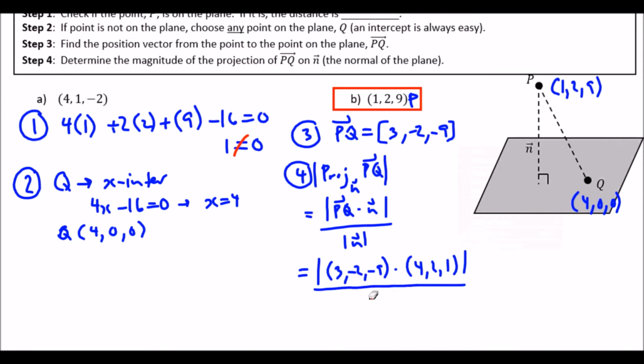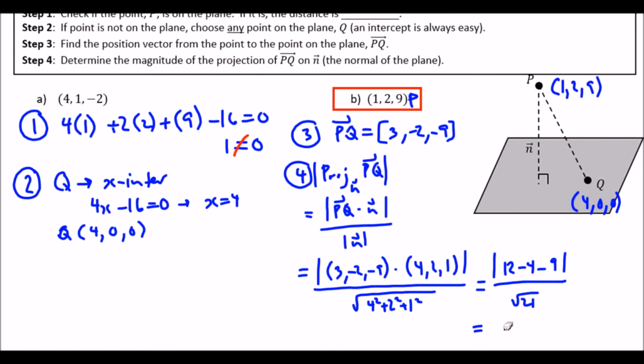All over the magnitude of my normal. So it's going to be the square root of 4 squared plus 2 squared plus 1 squared. So here the numerator will be 12 minus 4 minus 9, the magnitude of that, all over the square root of 21.